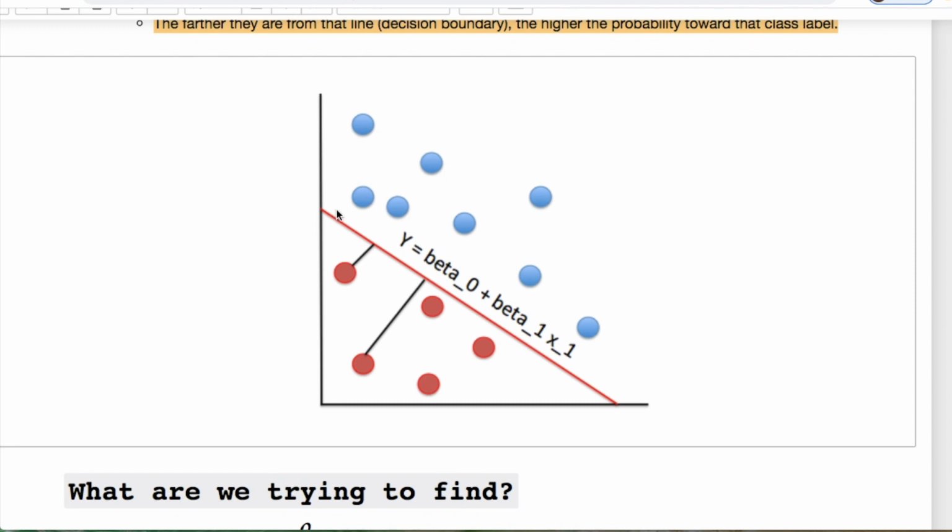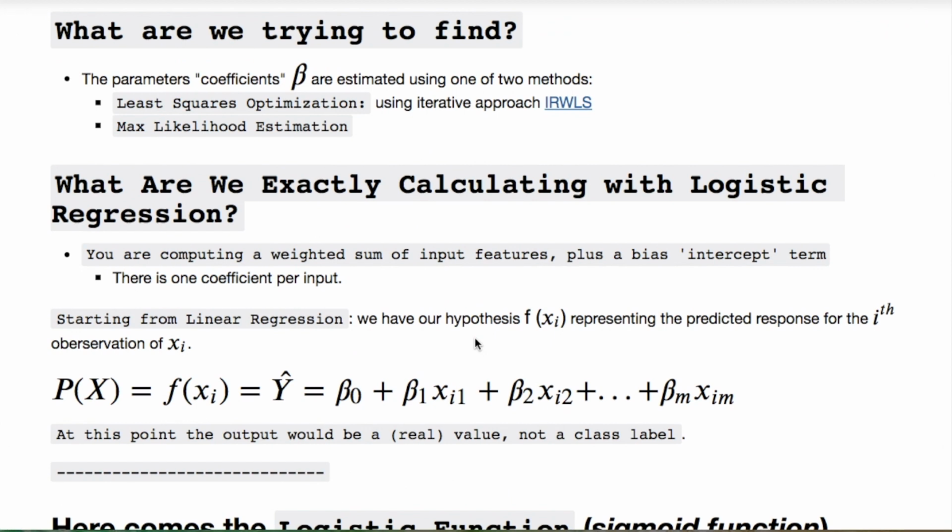For instance, if we had this line here, and this was the function that we were estimating, and these were the classes that we were separating with our decision boundary, this red line, this distance here that you notice will dictate the probability. The further this line is from this decision boundary, the higher your probability is that you are within this particular class. What are we trying to find with our parameters, our coefficients?